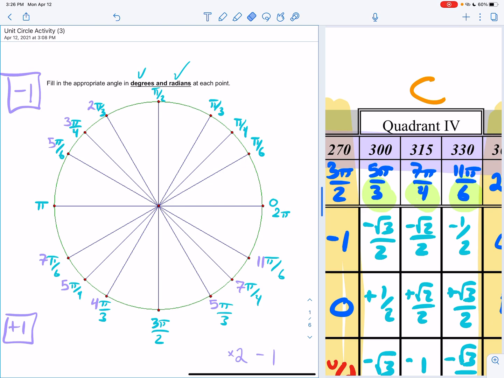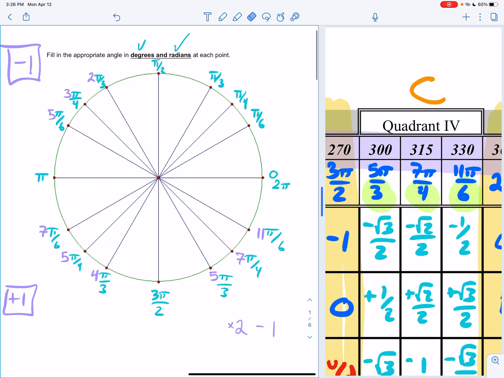From my experience, that seems to work for the majority of students. But again, everyone thinks differently, so you do what works best for you. Okay? So for instance, if you want to do it the other way, like for pi over 4s, that's 1 pi over 4. That's 2 pi over 4, which is just pi over 2.